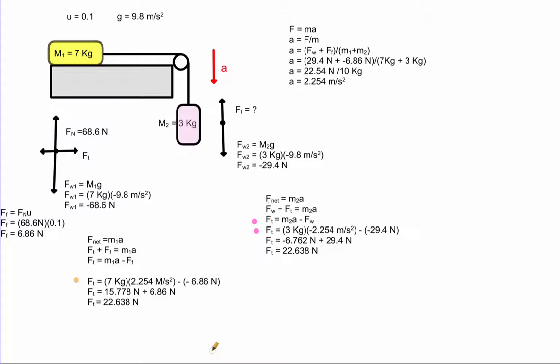If you solve for the tension from both bodies and you don't get the same answer, then you must have done something wrong, because the tension throughout the string is always going to be the same.